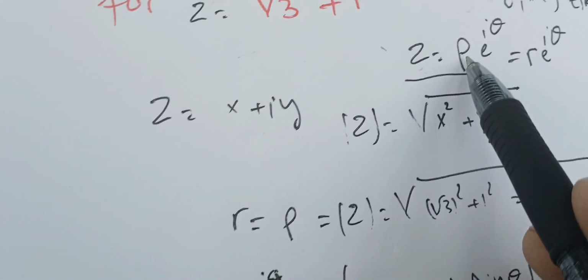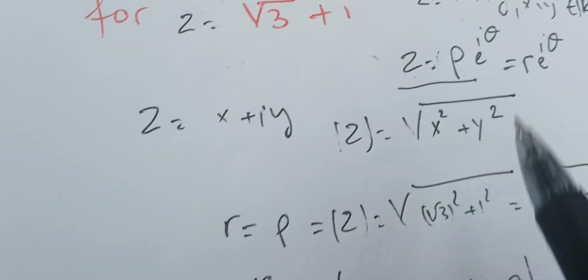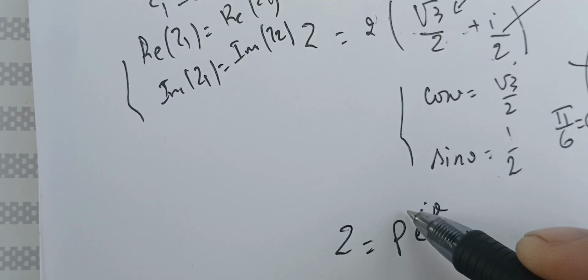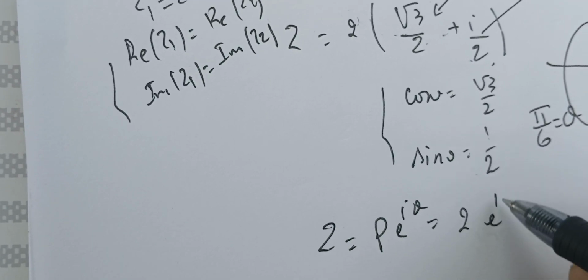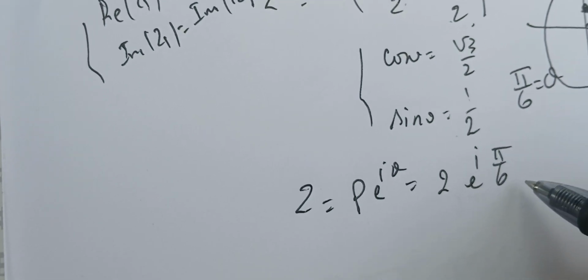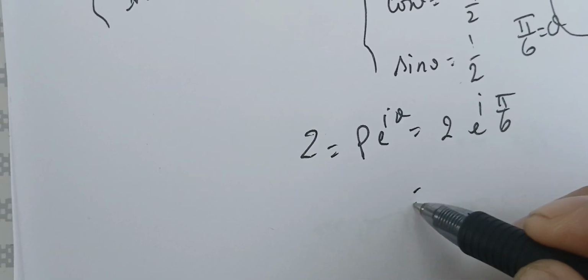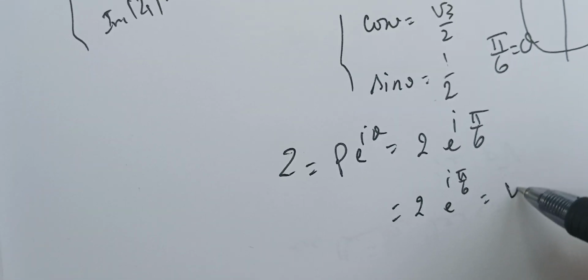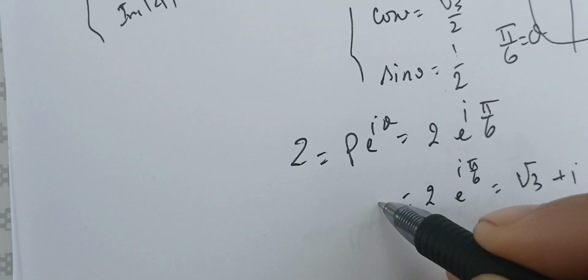Therefore, I can go back, and here I can write z as rho e^(i theta). I know the norm is 2, and I know theta is pi over 6. Let me write it nicely: it's 2e^(i pi/6), and this is the square root of 3 plus i.